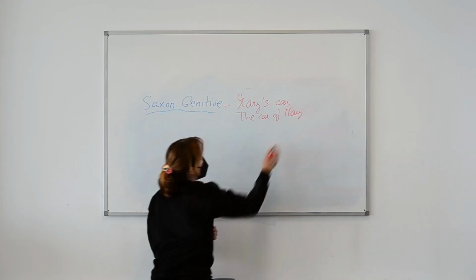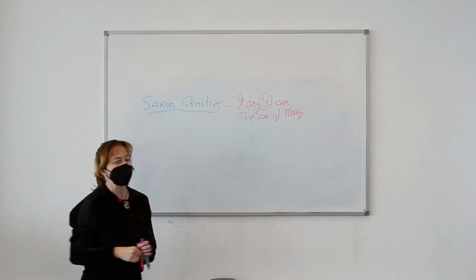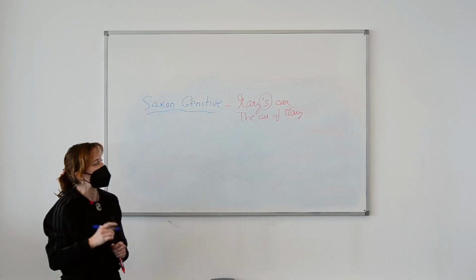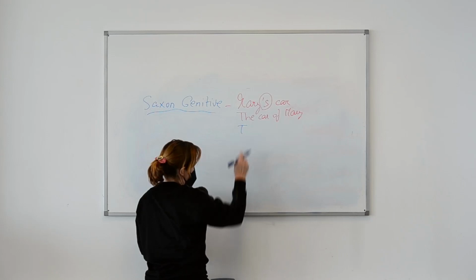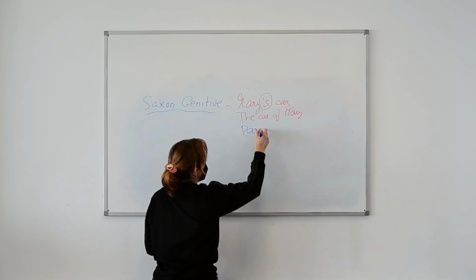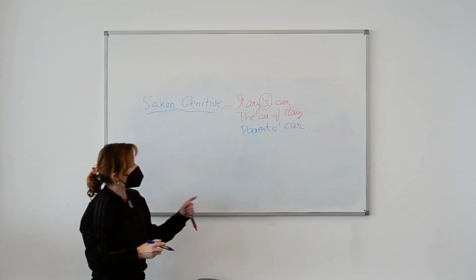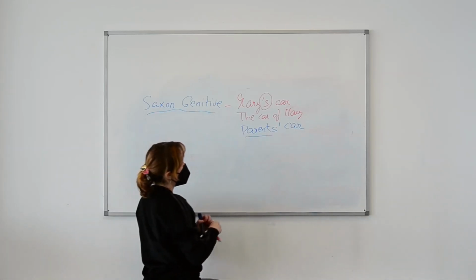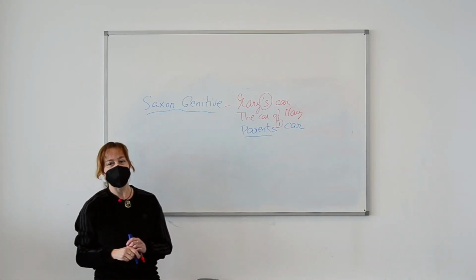Saxon genitive indicates possession. Saxon genitive consists of adding an 's to the word. But we should pay close attention because in many cases we add only an apostrophe. For example, parents' car. In this case, it's a plural word, it ends in an S, and we add only an apostrophe, not an S and an apostrophe. An apostrophe is only this one.